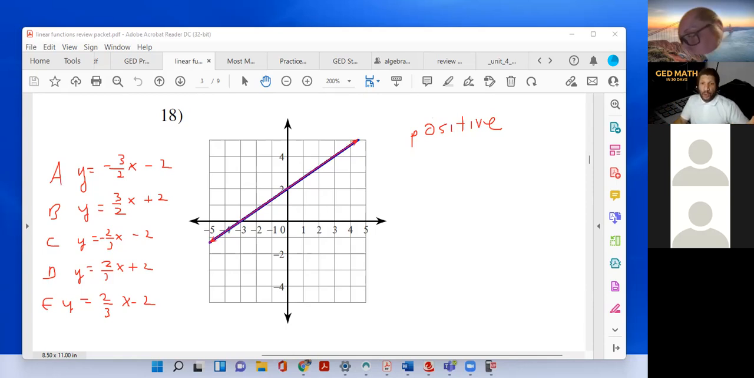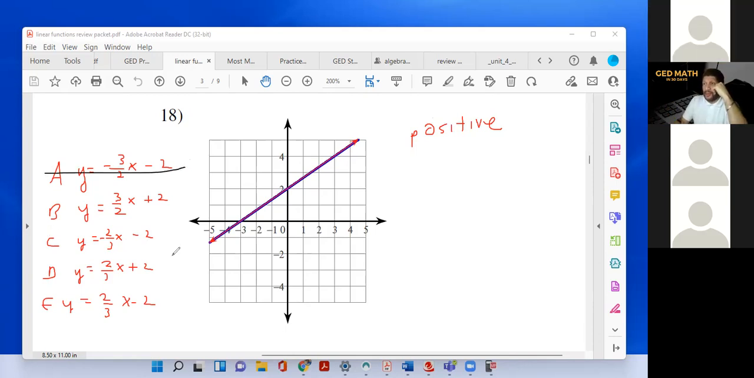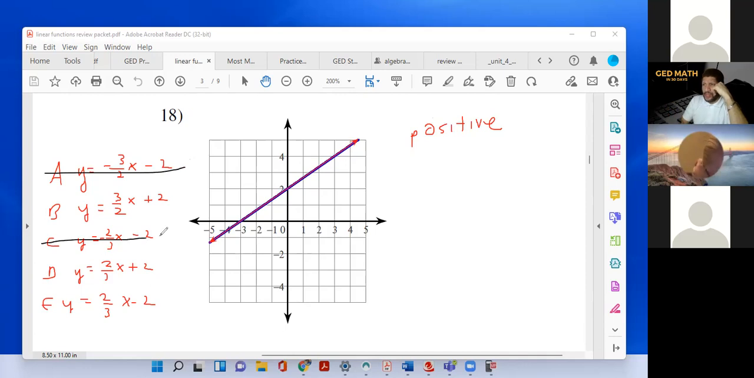Now, because you know the slope is positive, what multiple choice can we get rid of? Negatives. A. And what else? C. So right away, by just identifying whether it's positive or negative, we got rid of 2 of the multiple choice. That's why I added 1 more multiple choice. That's the first thing.